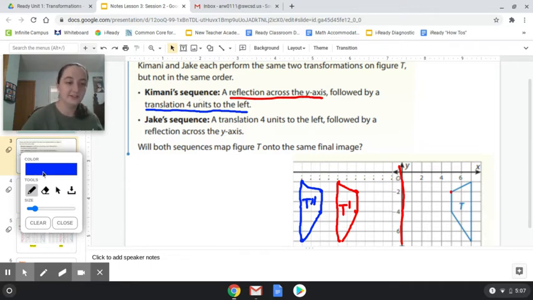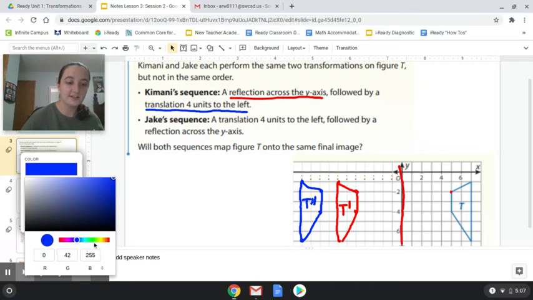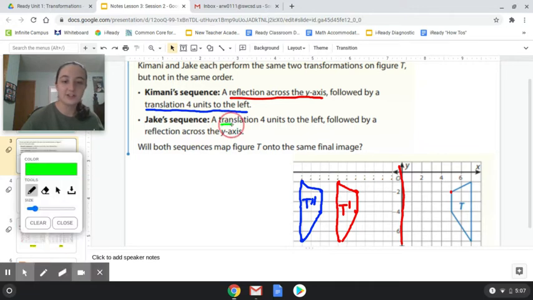Jake, on the other hand, started with a translation of 4 units to the left. So we're going to start back over at T and go 4 to the left. From here we go 1, 2, 3, 4. For this one we go 4 to the left, 1, 2, 3, 4. This point we go 4 to the left, so 1, 2, 3, 4. And same for this point, 1, 2, 3, 4. And then again we connect to get our first transformation for Jake's sequence. So this is T prime for Jake because it's our first one.